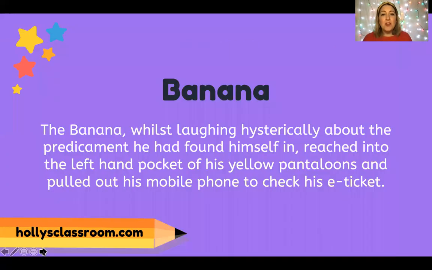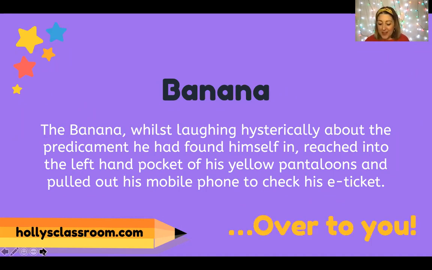So I'm going to show you my model answer, which is on your sheets too. The banana, whilst laughing hysterically about the predicament he had found himself in, reached into the left-hand pocket of his yellow pantaloons and pulled out his mobile phone to check his e-ticket. It was bonkers. I'm not sure what I was thinking when I wrote it, but there's tons of great personification going on in there. So see if you can look at that and spot where I've used actions, emotions and appearance. Now, it's over to you. I'd like to see what you come up with. Off you go.